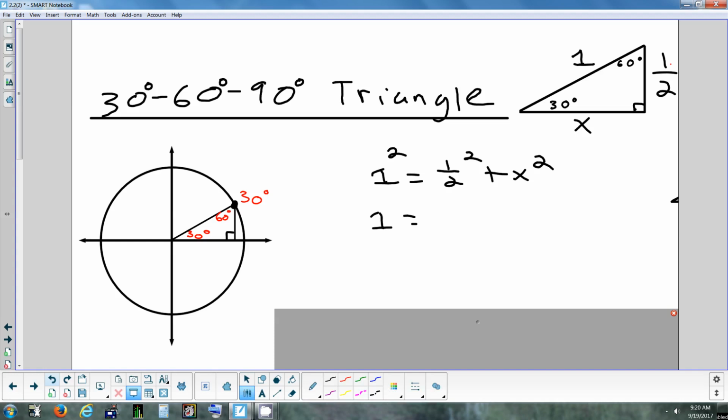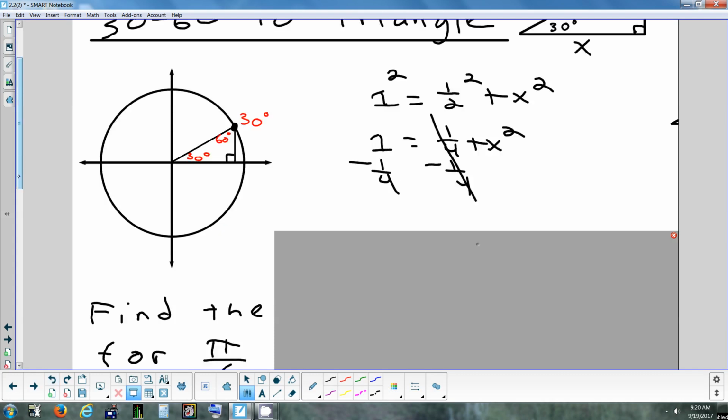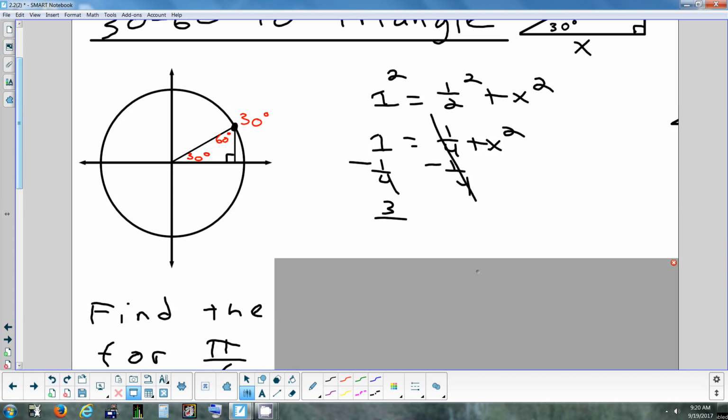1/4. Okay, 1/4. Okay, I'm going to bring the 1/4 to the other side. So how about Robin? If I bring that 1/4 over, what would I get? So -1/4, -1/4. 3/4. 3/4. Yep. So we get 3/4 equals x squared.